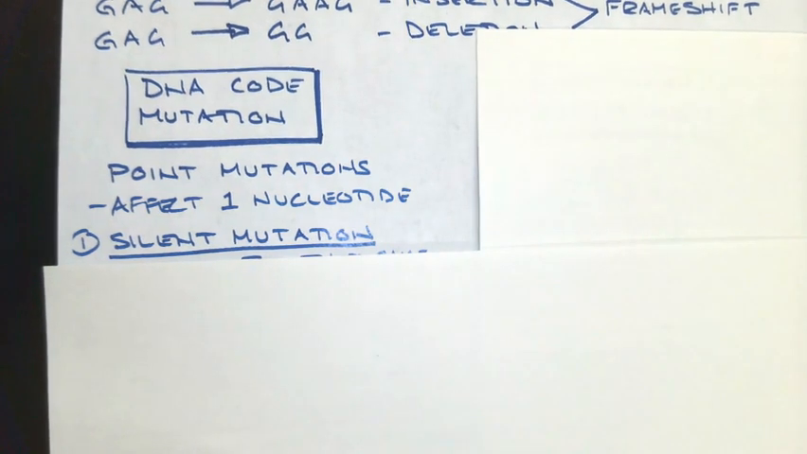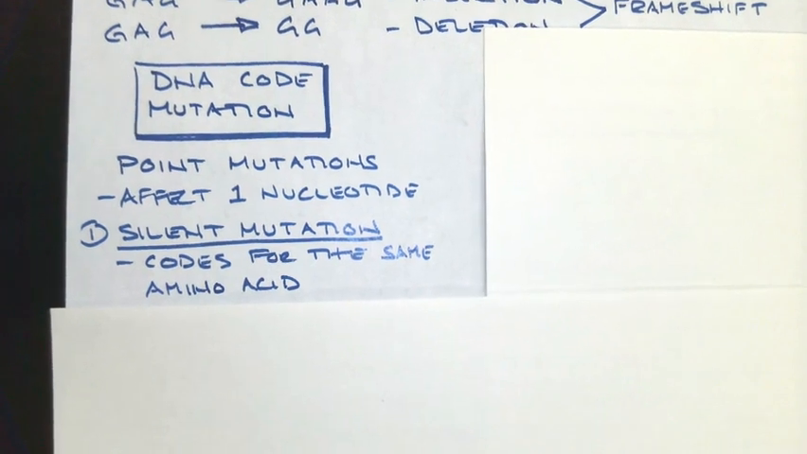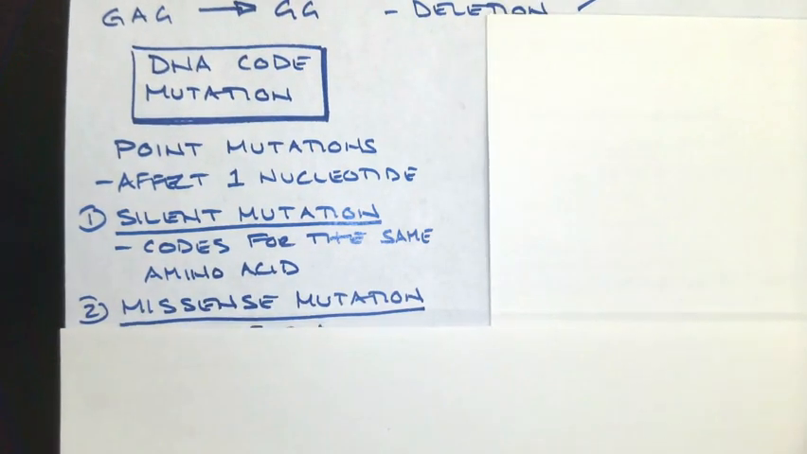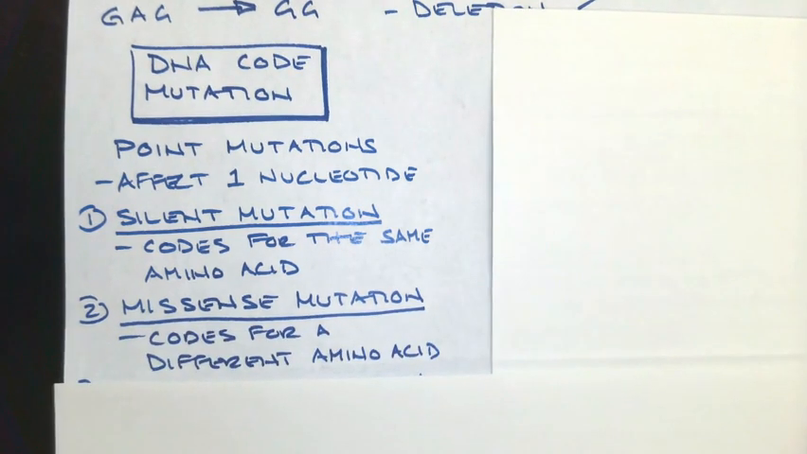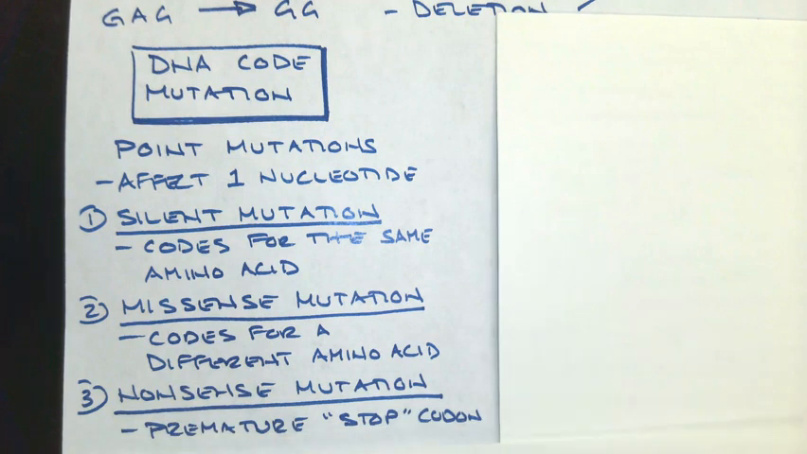The first one is called a silent mutation, and this codes for the same amino acid. The next one is called a missense mutation, and it codes for a different amino acid. So this changes the genetic code in the protein synthesis. The last one is called a nonsense mutation, and this codes for a premature stop codon. So the message ends too early.